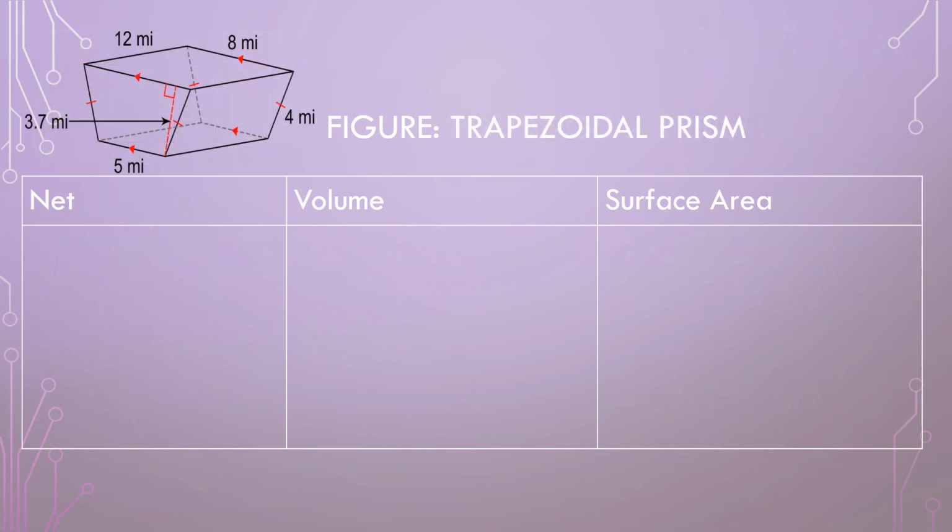Next one is a trapezoidal prism. So we have our net, and again, it doesn't have to be perfect. I'm not an artist. I don't expect you guys to have this as perfect as can be. So there is my net. The two bases, the two smaller bases of the trapezoid are 5, and then the longer bases, the bottom bases, are 8. The height of the trapezoid itself is 3.7.